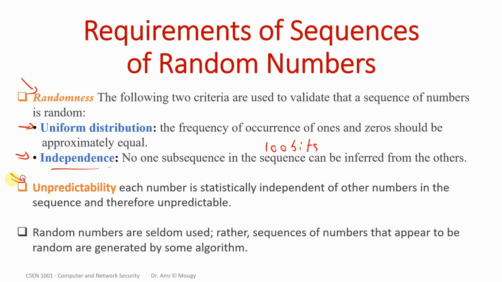The second criteria is unpredictability. Each number is statistically independent of other numbers in the sequence and therefore unpredictable. Basically, if you're trying to generate these 100 bits, you generate the first bit, and then you generate the second bit, and then you generate the third bit. Each time you generate one bit, it should not be predictable based on the past bits.